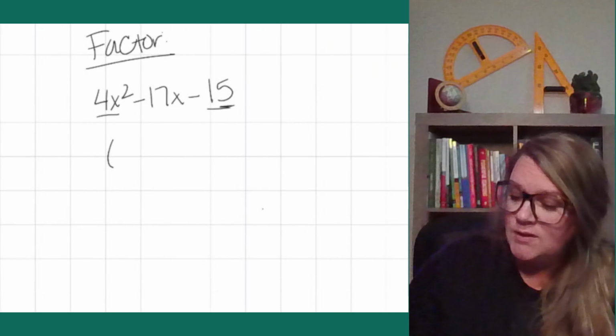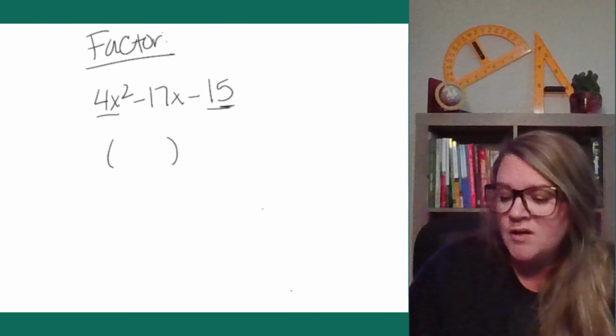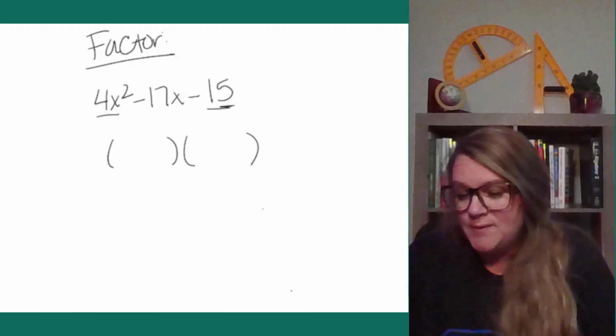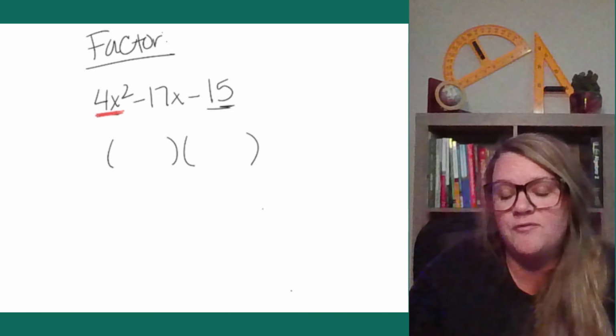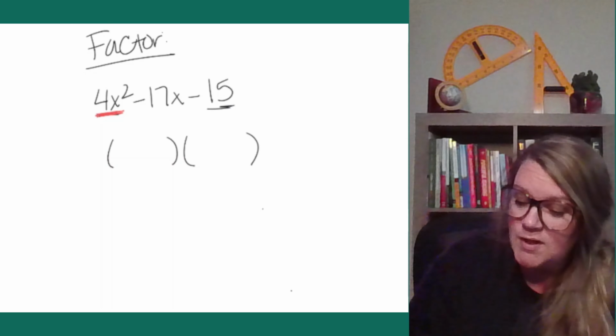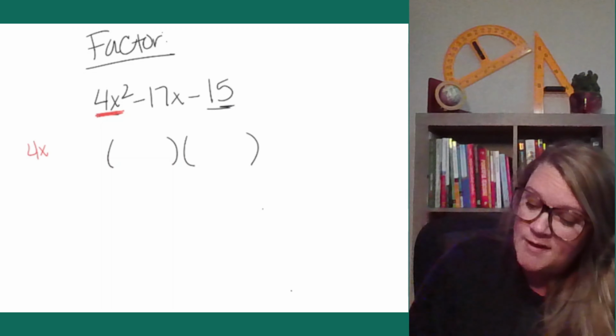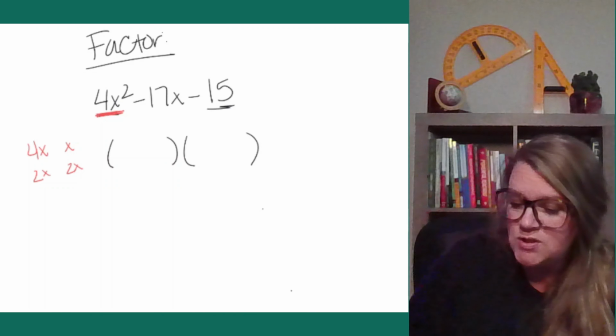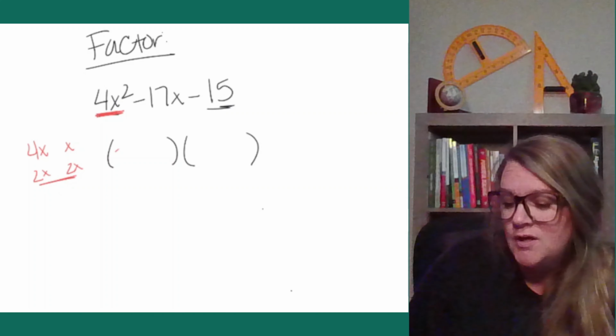So let's try getting our parentheses open. And let's start with our first times first. First times first has to give me 4x squared when I multiply them. So like we said, we could have 4x and x, or we could have 2x and 2x. And again, I like to pick the ones that are closest to each other, so I would pick these two right here. 2x times 2x.